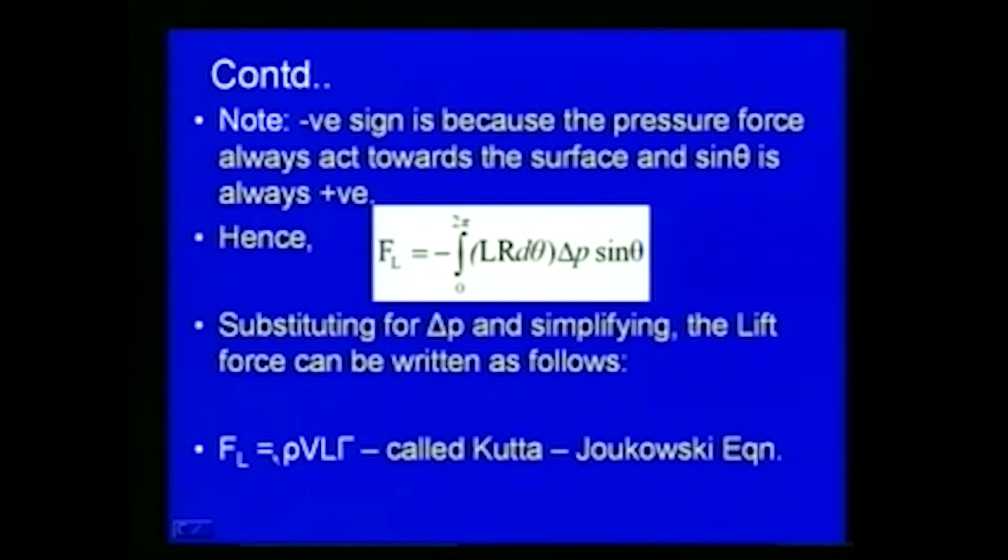The lift force on the cylinder FL is equal to rho V L gamma, where rho is the density of the fluid, capital V is the free stream velocity, L is the length of the cylinder, and capital gamma is the circulation. This expression is called the Kutta-Zhukovsky equation. It was independently derived by Kutta and Zhukovsky, and it relates the lift force to the circulation.